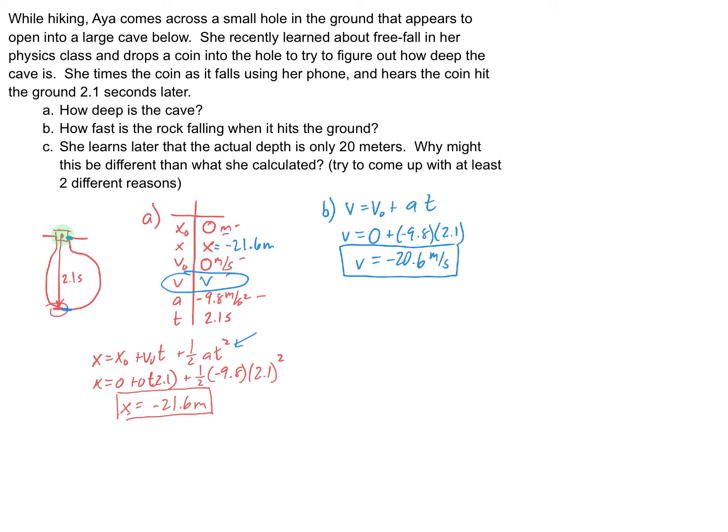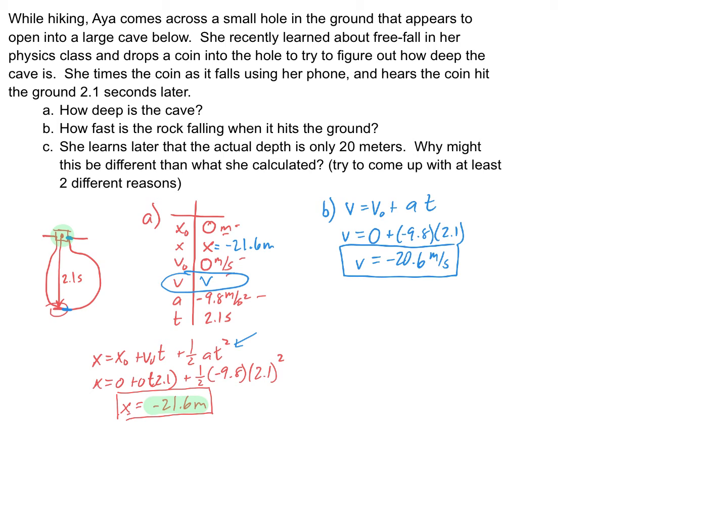You could say, well, perhaps when she dropped it, she didn't drop it from the height of the hole. Maybe she was holding it above the ground when she dropped it, right? That would end up with her having a larger height than is actually the depth of the cave.